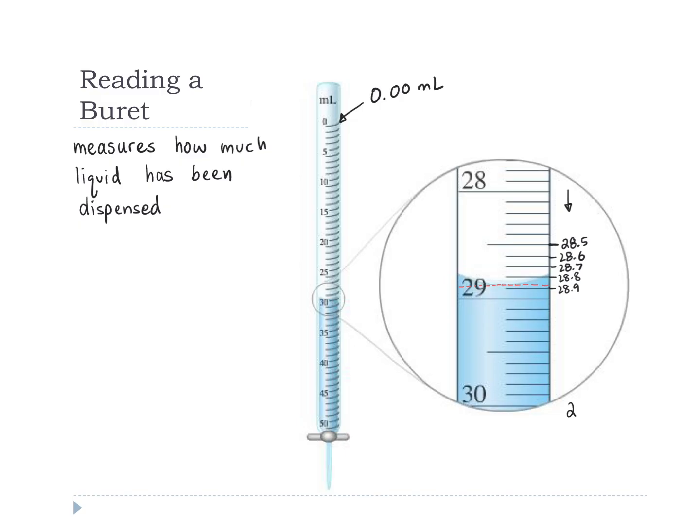So students tend to make a possible estimation on that last decimal place, 28.86 milliliters, 28.87 milliliters, 28.88 milliliters. That last decimal place can vary a little bit, but these would all be reasonable values to record for the measurement of this liquid in our burette.